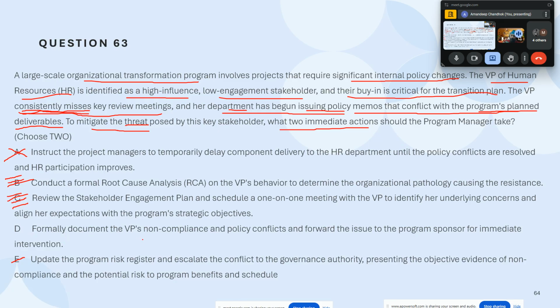D, formally document the VP's non-compliance and policy conflicts and forward the issue to the program sponsor for immediate intervention. This could also be an option, because this person has been consistently missing it. It's not that they've missed one or two. If it had ended at missing the review meetings, that's fine. But now they are also making policy changes, and her department is also issuing policy changes.